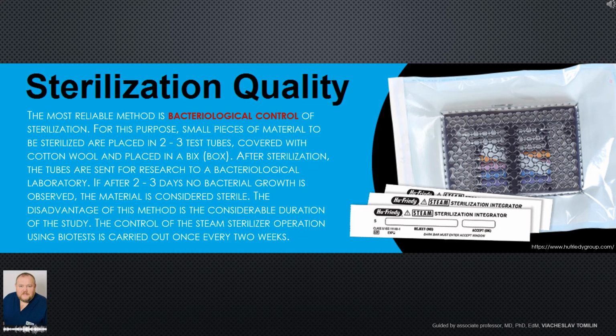Sterilization quality. The most reliable method is bacteriological control of sterilization. For this purpose, small pieces of material to be sterilized are placed in 2 to 3 test tubes, covered with cotton wool and placed in a bix. After sterilization, the tubes are sent for research to a bacteriological laboratory. If after 2 to 3 days no bacterial growth is observed, the material is considered sterile. The disadvantage of this method is the considerable duration of the study. The control of the steam sterilizer operation using biotests is carried out once every 2 weeks.